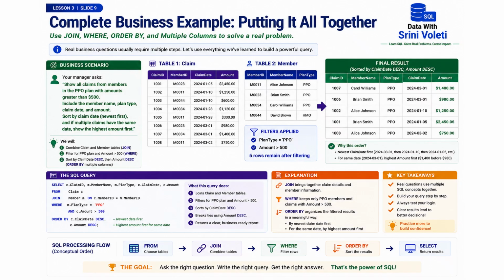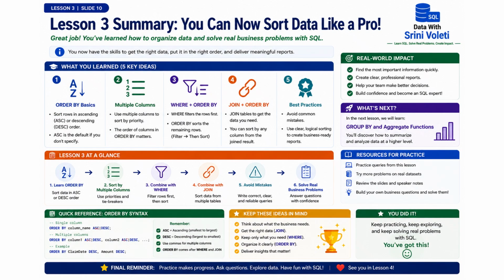SQL is not about memorizing commands, it is about asking the right business question and using the right tools to answer it. This is what SQL is all about. We started with the business question, applied the right SQL tools in the right order, and produced a clear, meaningful answer. Now you can sort data like a pro.